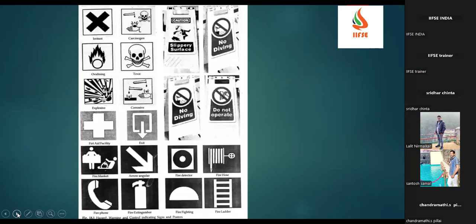See here, these are the various kinds of ways of communication. So explosives or spraying substances, toxic, etc. So this will be used to communicate the hazards associated with the chemicals to which they are exposed.